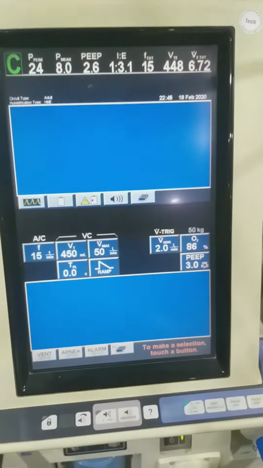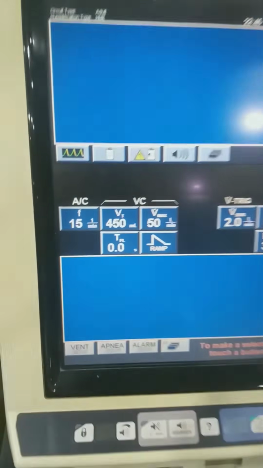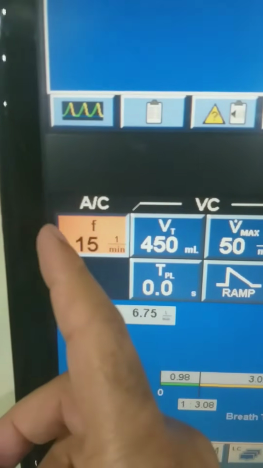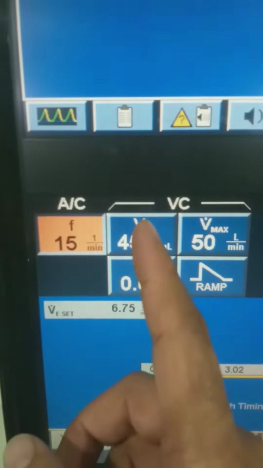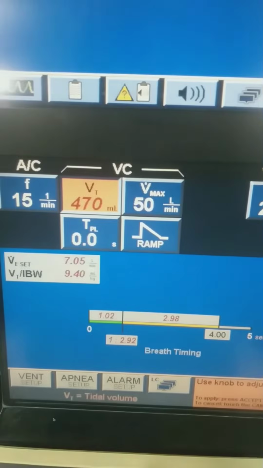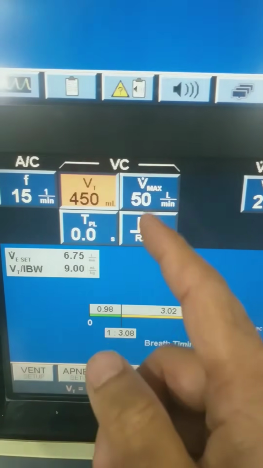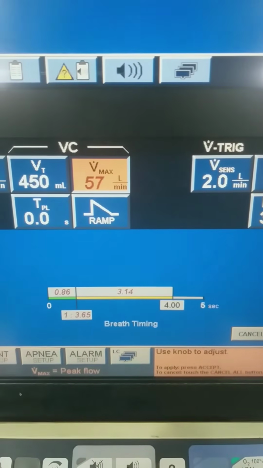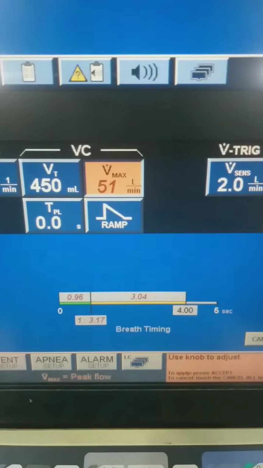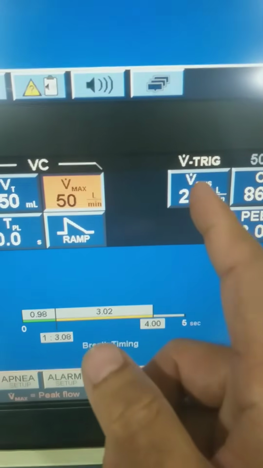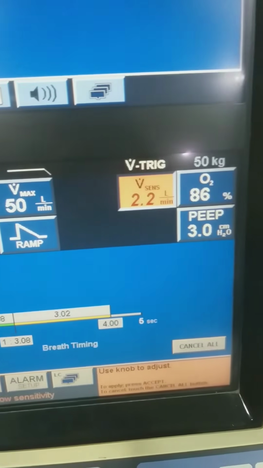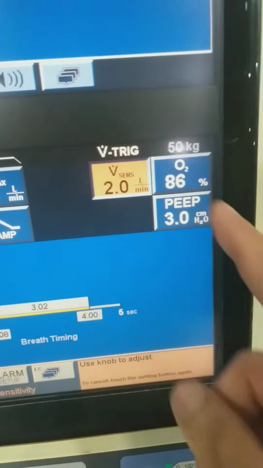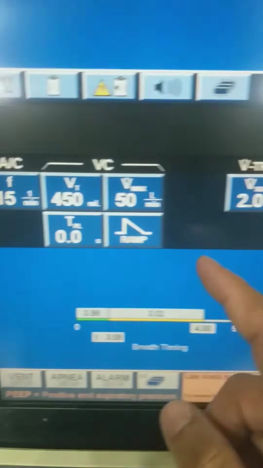So this is PB480. Very nice machine. So this is assist control, respiratory rate, tidal volume, and flow rate. You can change the tidal volume, and then it is the flow rate which will affect the IE ratio. If you decrease it, more will be the expiration. If you increase it, more will be the inspiration and less will be expiration. This is trigger sensitivity, which is in pressure, -2. This is FiO2, which we can change.